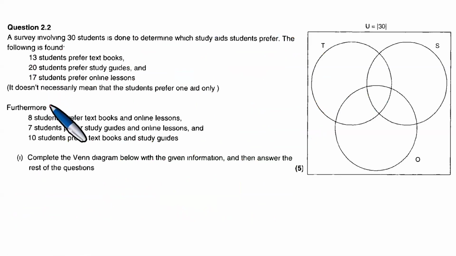Question 2.2 is very interesting, but it focuses on a survey. A survey involving 30 students is done to determine which study aids students prefer. Sometimes the students need to be aware of certain study aids for efficient academic execution of work, but also for adequate comprehension of what is being studied. And so a survey is conducted to come to a conclusion and at least know what study aids are popular among students. So now the following is found.